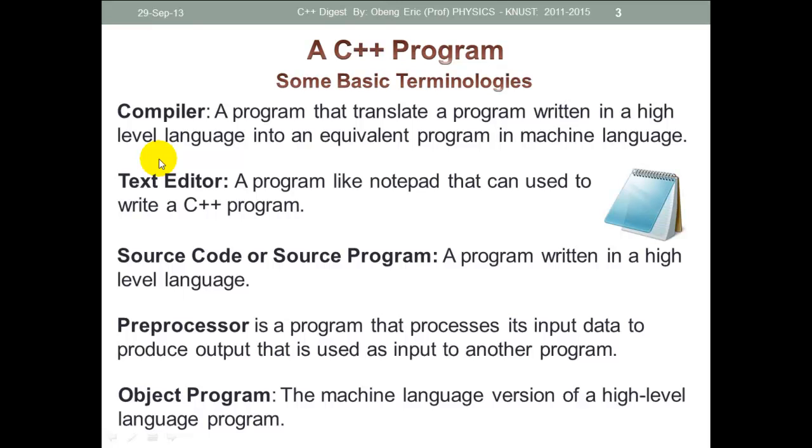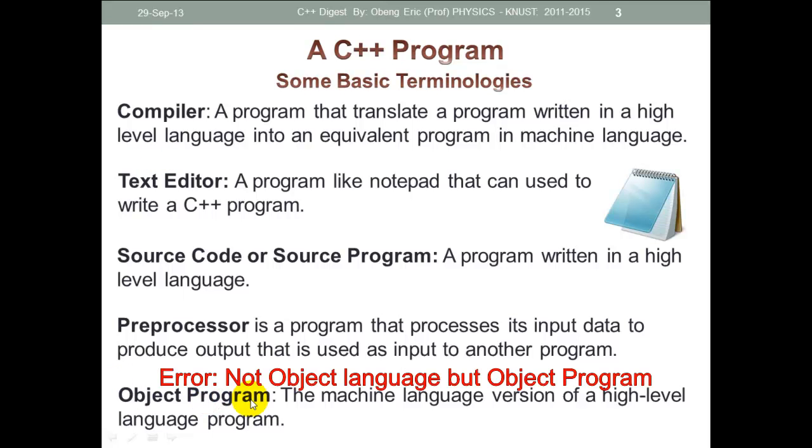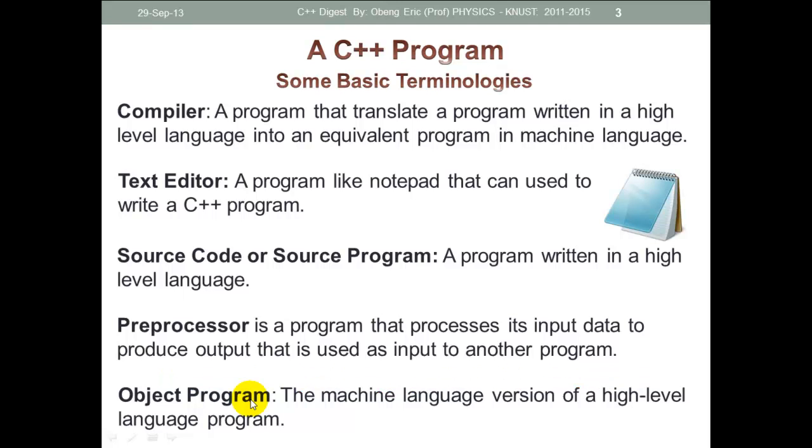Then we also have the object program. An object program is simply the machine language version of a high level language program. Remember, we said that a high level language is closer to our natural languages like English, French, and German. So when you write a program in a high level language like C++ or Java and you compile it into machine language, you produce what we call an object program. And this object program is the machine language version of that particular high level language program that you wrote.